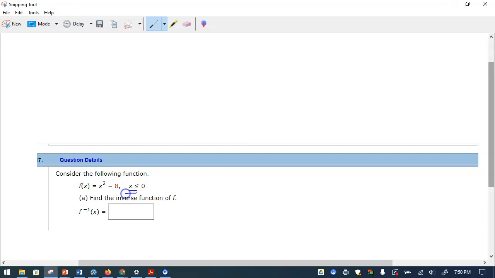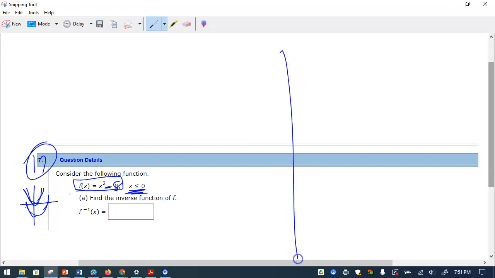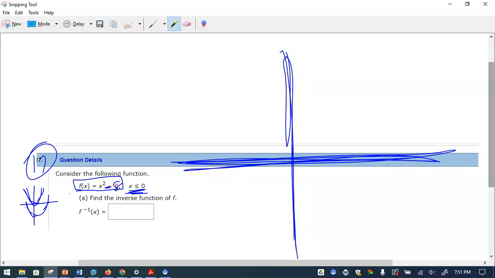They said, in problem number 17, x is less than or equal to 0, right? That means this function is f of x. It's just a graph transposition of the original parabola like this, which has shifted 8 units down. So let's take this as the x-axis, this as the y-axis, and the 8 has to be negative, so it goes down. Maybe this is 2, 4, 6, and 8. So this is the graph.